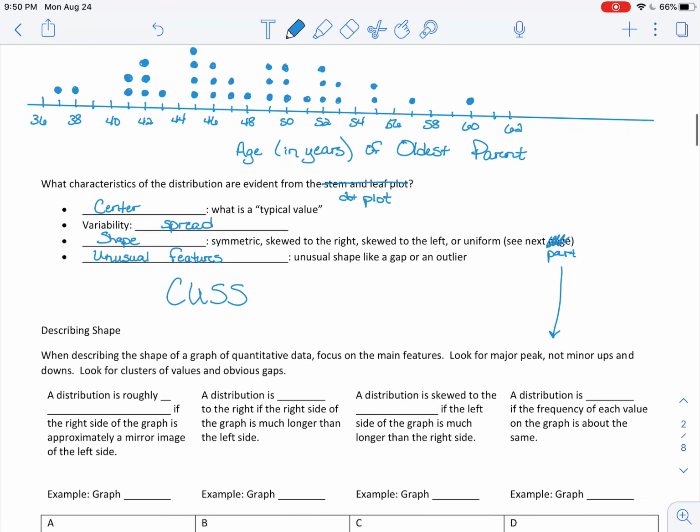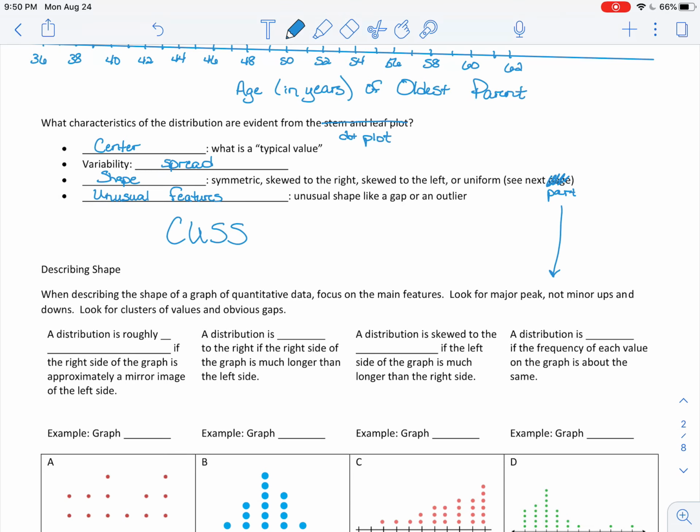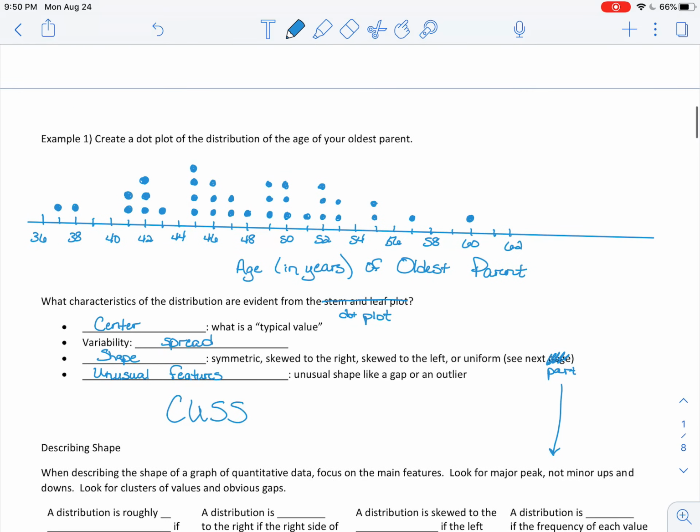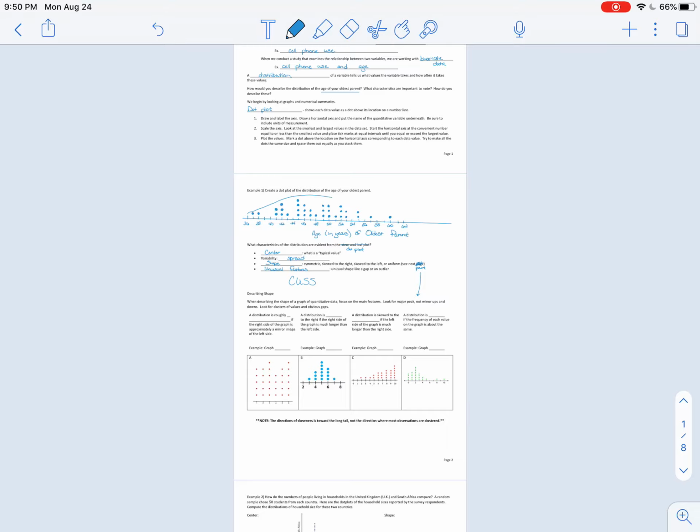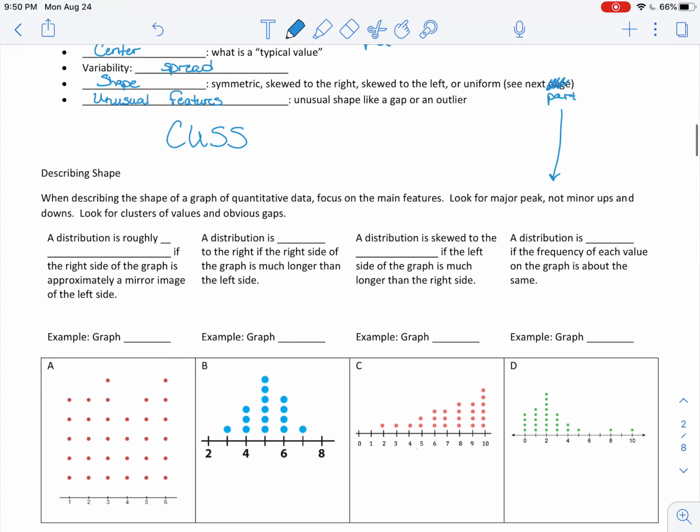When I talk about shape, we are just looking for a major peak. We're not looking for anything minor. For example, this went up and then down and up again. That's something minor. I'm not looking at small scale. I'm pretending that if you zoom out, what are you generally noticing? So we're looking for clusters and obvious gaps.